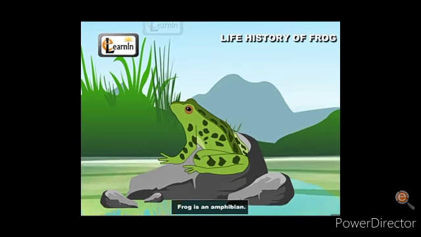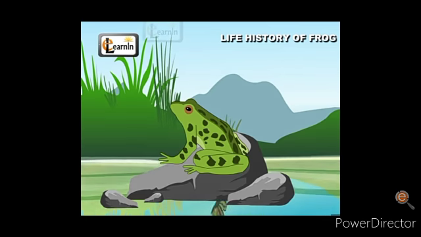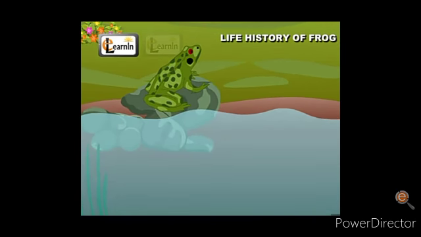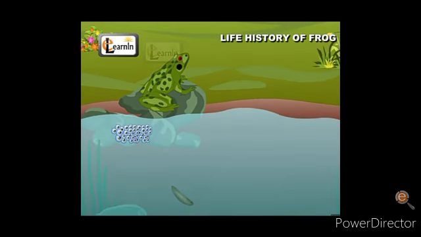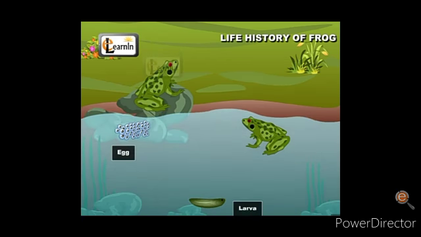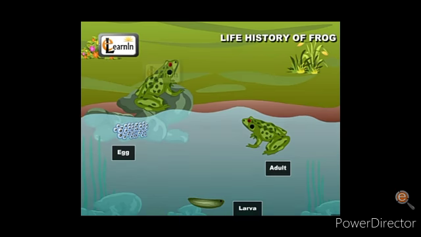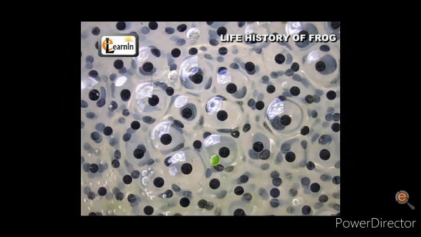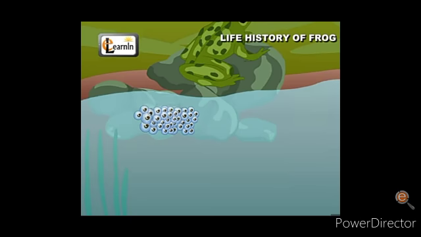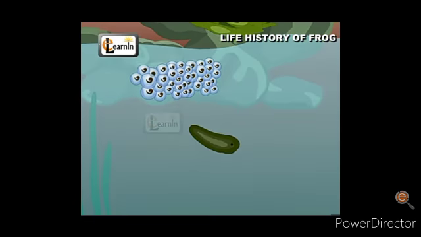Frog is an amphibian. It lives both on land and in water. The life history of a frog starts in water. It has three stages in its life history. They are the egg, the larva, and the adult. Egg. The eggs of a frog float on water. The eggs are surrounded by a jelly-like substance. They are incubated by the warmth of sunlight. In about 10 to 15 days, a larva comes out of the egg.